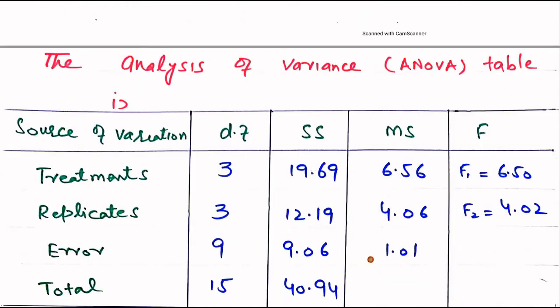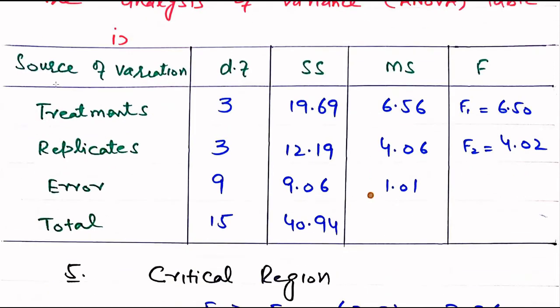The analysis of variance, or ANOVA table, is represented as follows, with the source of variation. Our first source of variation is treatment. Because this is a randomized complete block design, the second source of variation is replication, or block, then error, and finally total. First we check the treatment degree of freedom. We represent treatment by k, so treatment degree of freedom is k minus 1. We have 4 treatments, 4 minus 1 is equal to 3.